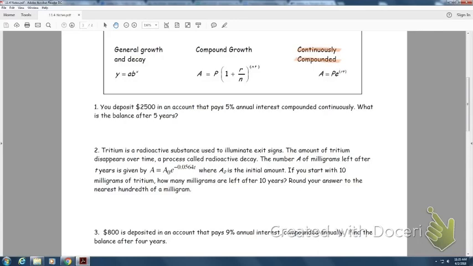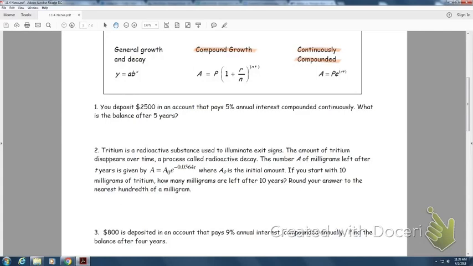If it says that it is compounded any other way, all right, annually, monthly, weekly, daily, whatever, you're going to use this one. This is probably the one that you'll use the most often between those two. Okay, and then if it does not have the word compounded at all, you'll use just the general growth and decay. You do not have to memorize those, no. Okay.